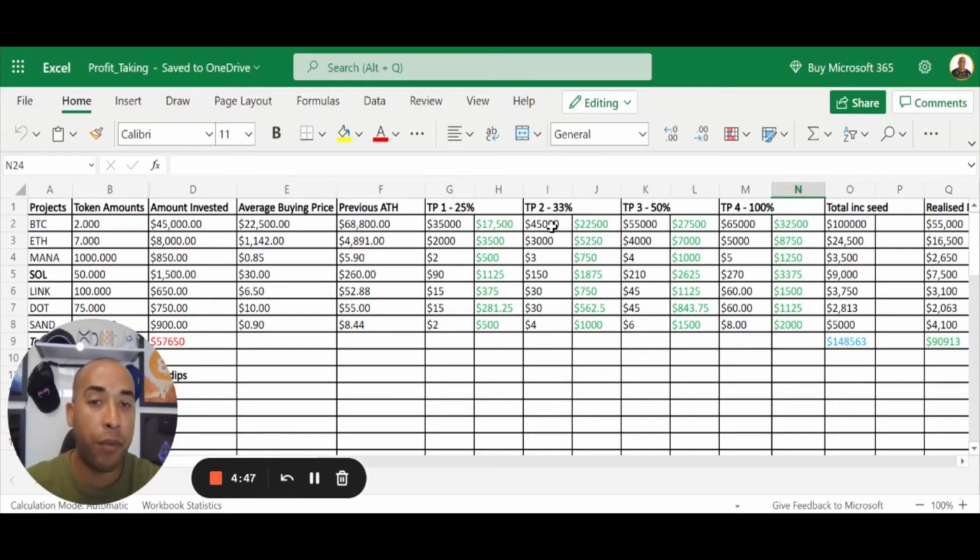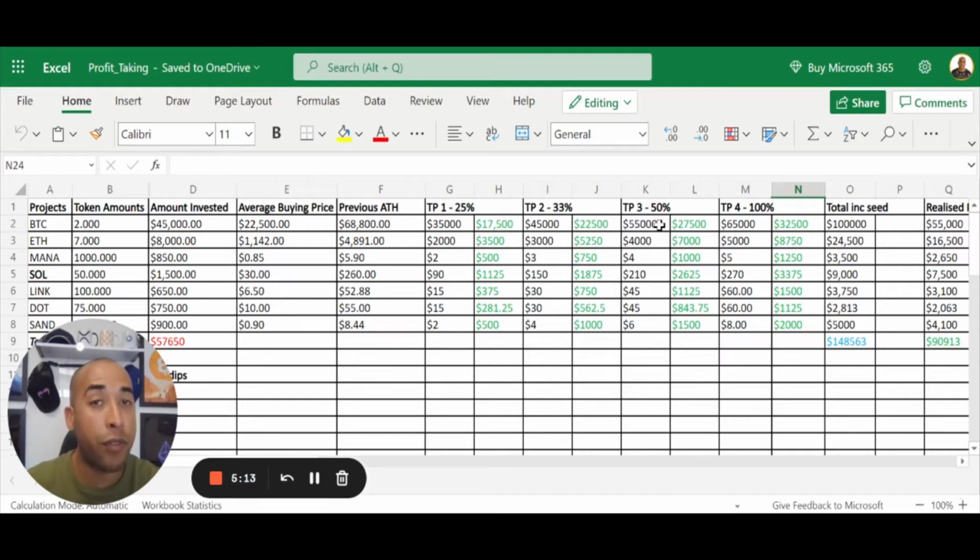So my next take profit price here is $45,000. And me selling 33% at that point would mean that I get $22,500 back. And again, that's a quarter of my initial investment of $45,000 and the profit that I've now made with the rise from the average buying price to $45,000.